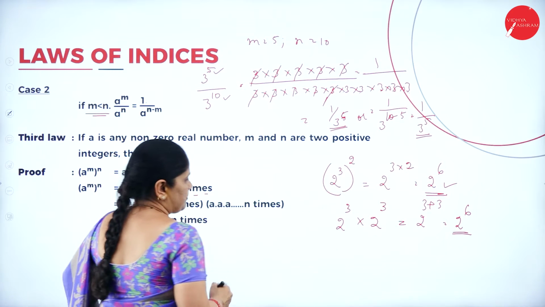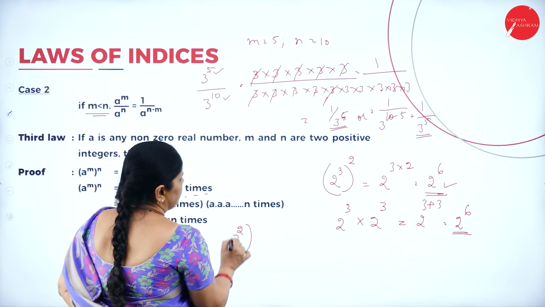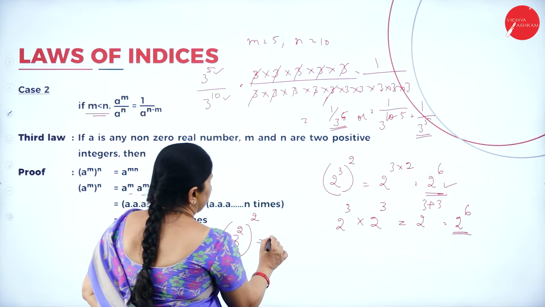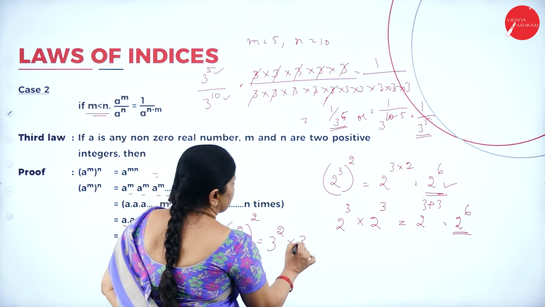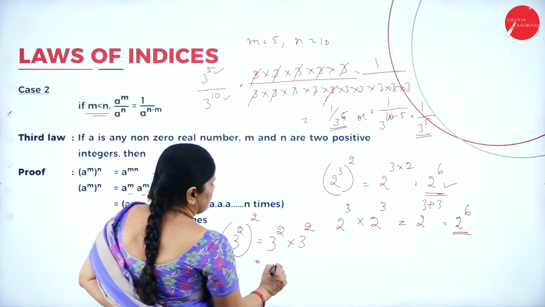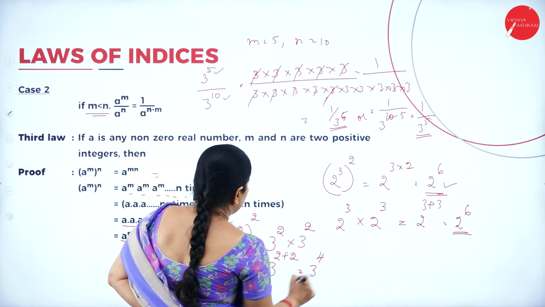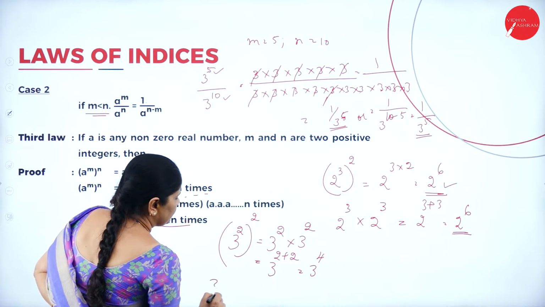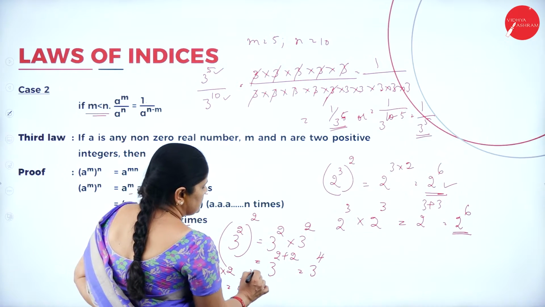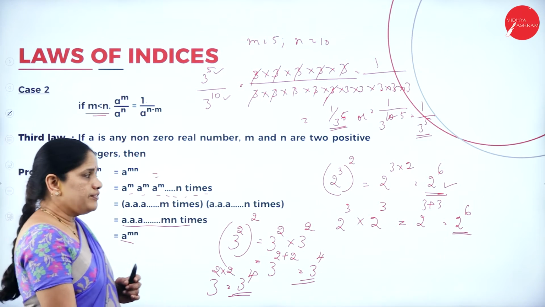I'll give you one more example. Suppose I write 3 to the power 2 whole to the power 2. What does this signify? 3 square into 3 square. So this will be equal to 3 to the power of 2 plus 2, 3 to the power 4. Or instead of doing that, I will do 3 to the power of 2 into 2, that is 3 to the power 4. So this is the third law of indices.